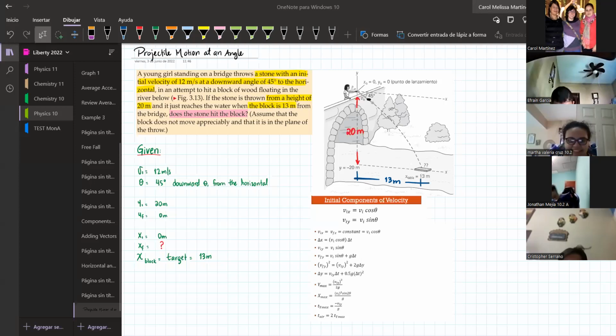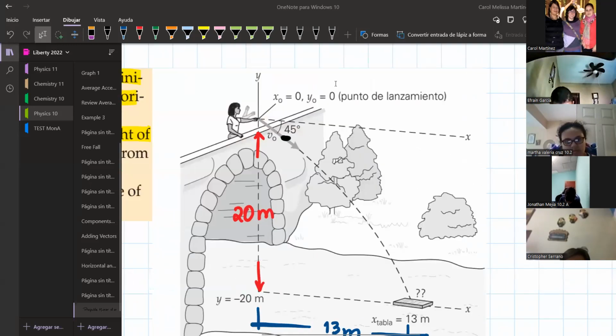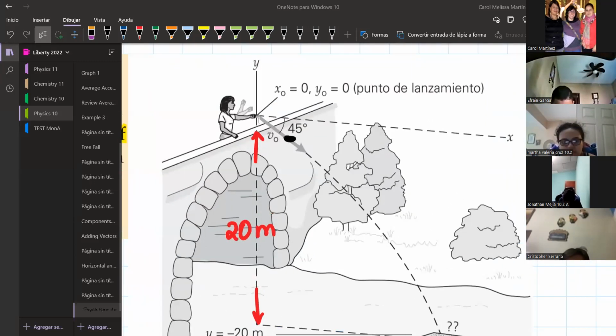We can indicate the position of the girl, well, her hand basically, in a Cartesian plane. And in that part, you will notice that we have the coordinates of the initial position, or the launching point of the problem. This occurs right in the moment that the stone leaves her hand. In that precise moment, the Cartesian plane is located. Here you see the stone.